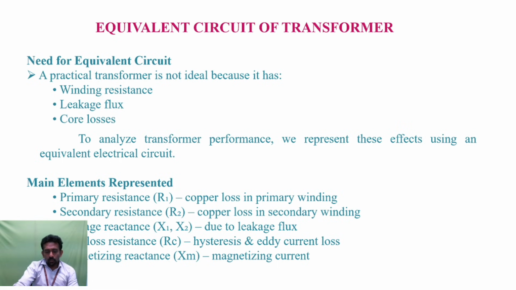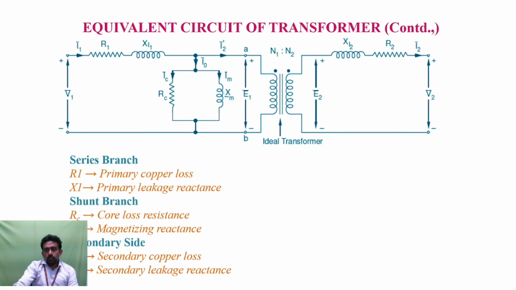Next is the core loss resistance, which is mainly used to address the hysteresis and eddy current loss of the transformer. Next, the magnetizing reactance, which is due to the magnetizing current induced in the transformer. So this is the equivalent circuit of the transformer. This represents the core loss and the loss due to the reactance. Similarly, the magnetizing reactance and the core loss resistance.